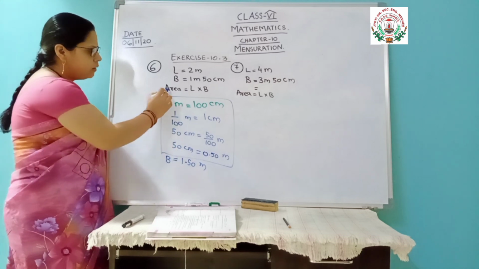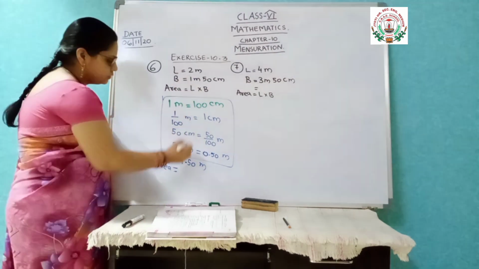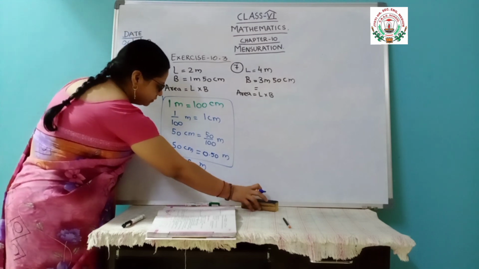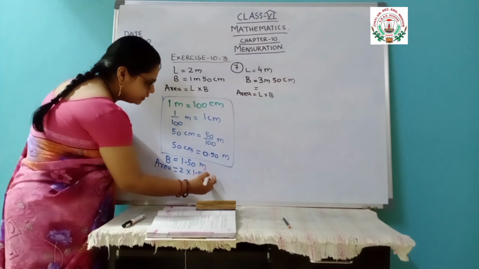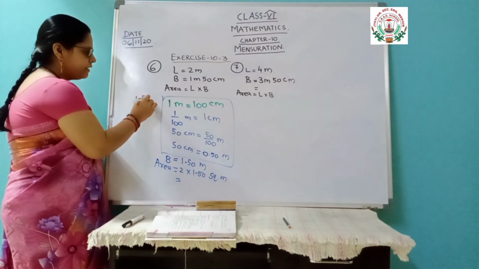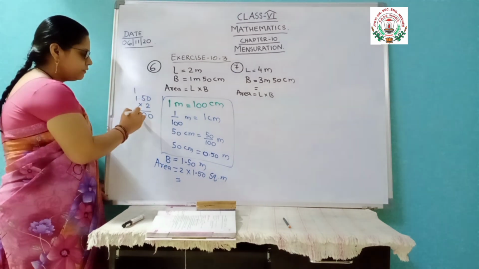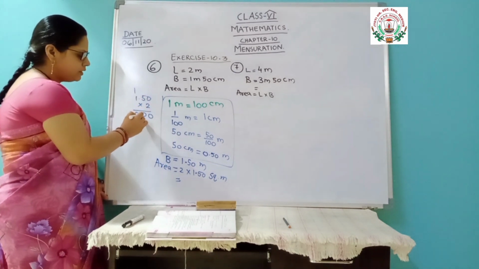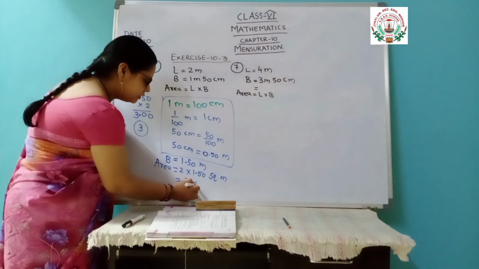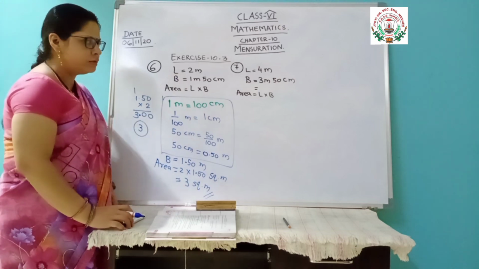This is clear. Now length into breadth. So area will be, length is 2. So 2 into 1.50 square meter. Now it is area. So unit will change. It is square meter. So 1.50 into 2. 2 zeros are 0, 5 twos are 10, 0, 1, 2 ones are 2 and 1, 3. And 2 digits before decimal will come. So it is only 3. So answer is 3 square meter. This is the answer. The next question is also in the similar way.